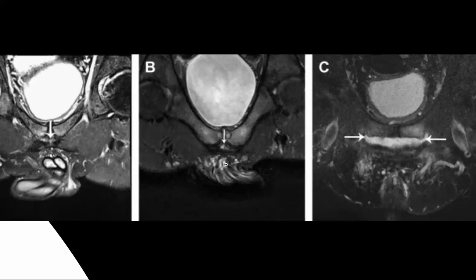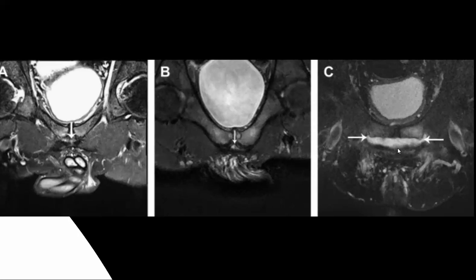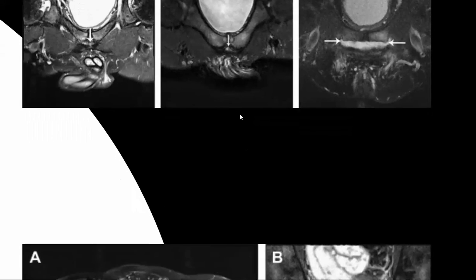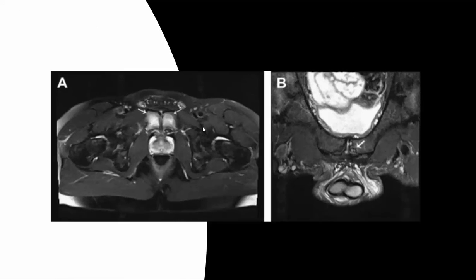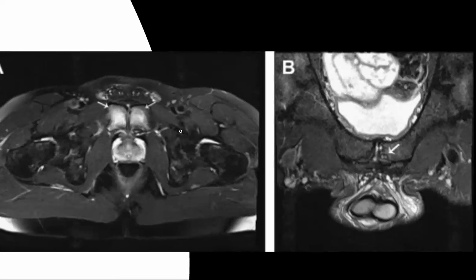Here is a more central lesion. It's not left nor right, it's adjacent to the adductor origins, but it doesn't involve them. Here on C it's very extensive, really going from left to right. This is all fluid signal. This is a pubic plate injury. Again, a sports injury.